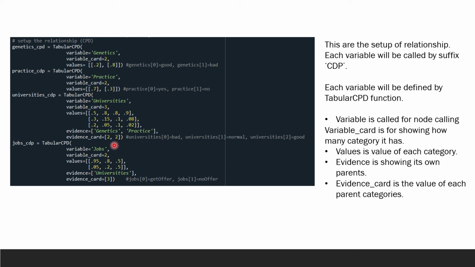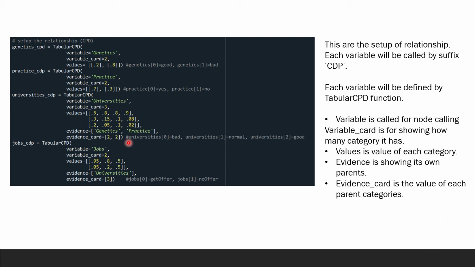Here we have genetic, which has 2 outputs, so we define it as 2. And practice has its own 2 outputs, so we define it as 2. And I think if you define the wrong number, it's going to be an error. Some error text will show here.